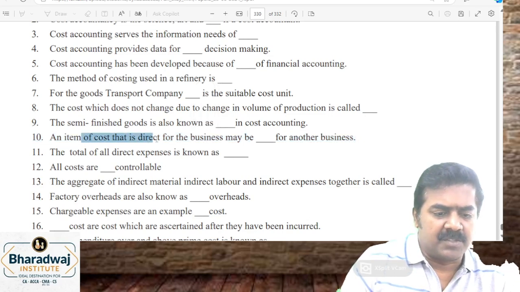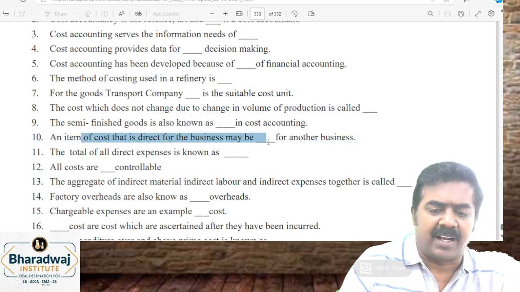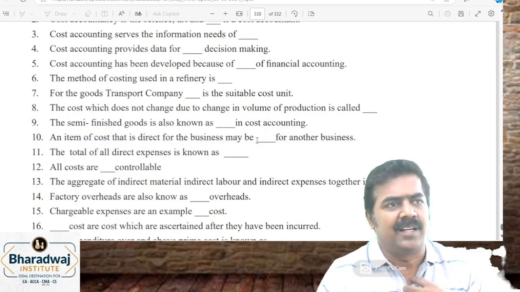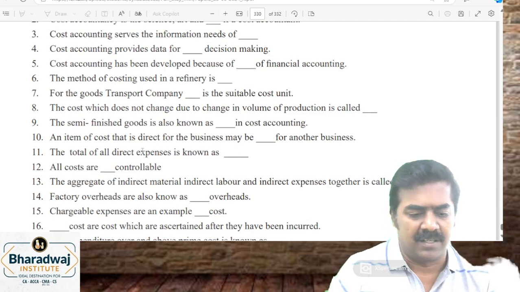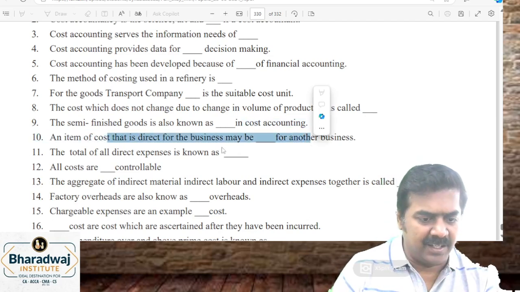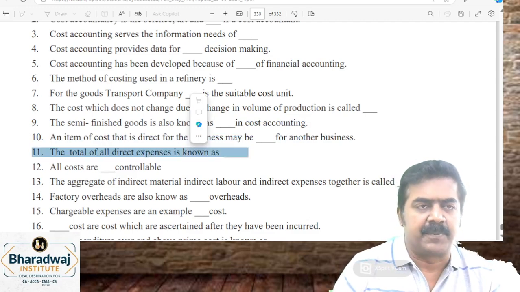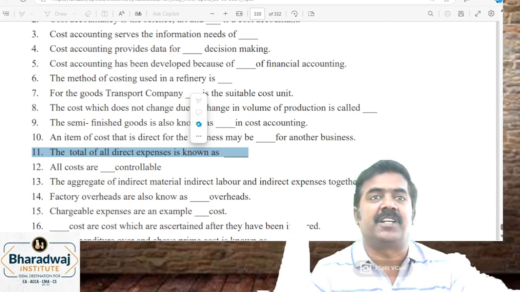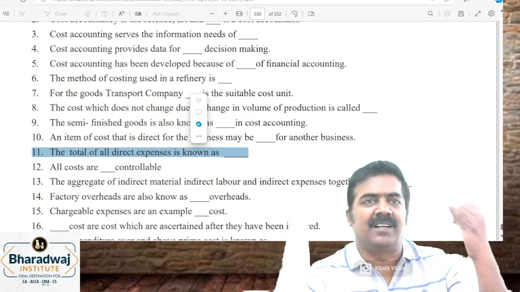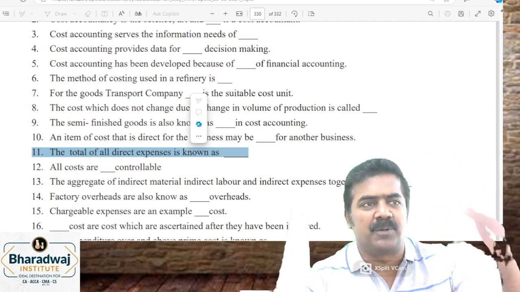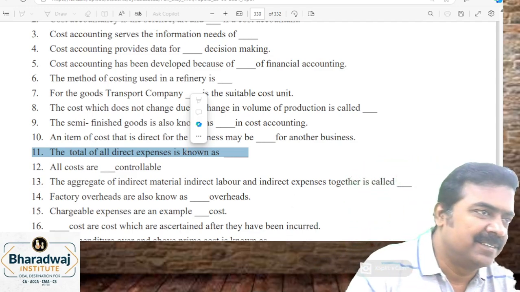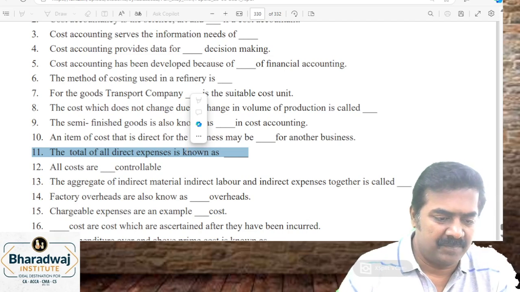An item of cost which may be direct for one business may be indirect for another business. For me it may be a direct cost, for you it may be an indirect cost. Total of all the direct expenses, we have seen in the cost sheet: direct material, direct labor, direct expenses. Total we call it as prime cost.